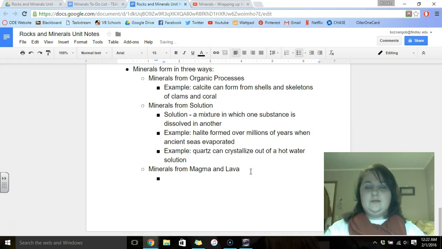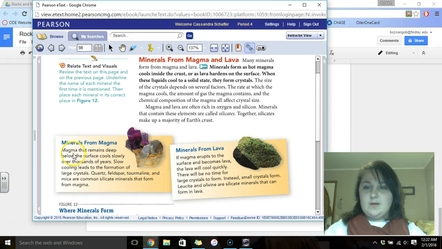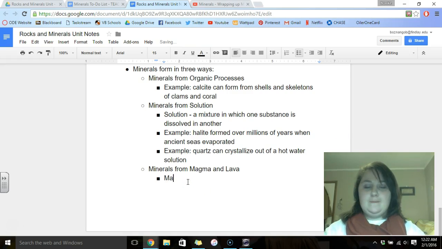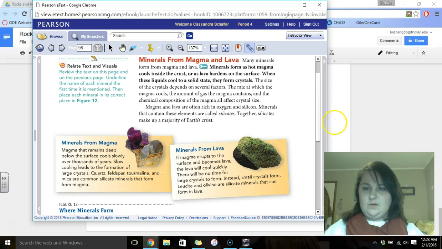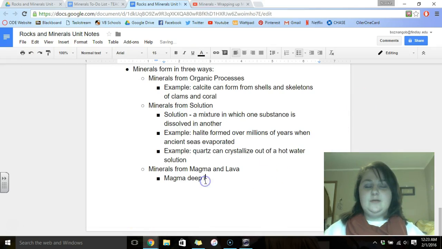Let's go back to our reading for a second. Magma that remains deep below the Earth's surface cools slowly over thousands of years. Slow cooling leads to the formation of large crystals. So let's put that there. Magma deep below the Earth's surface cools slowly to form large crystals.